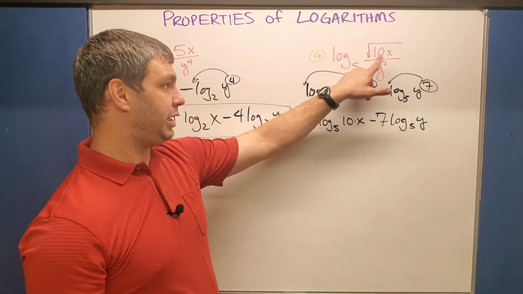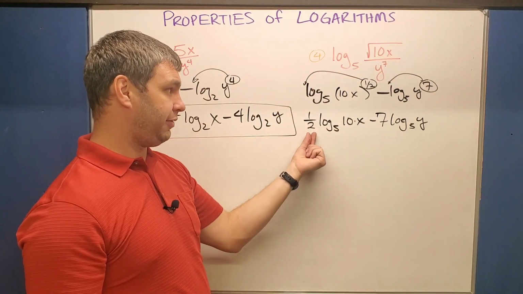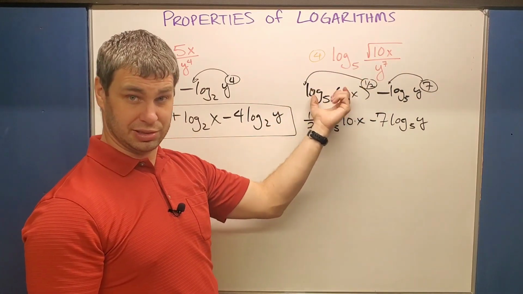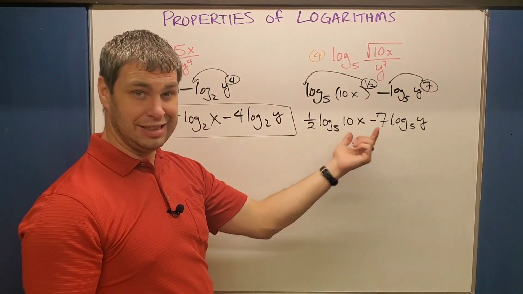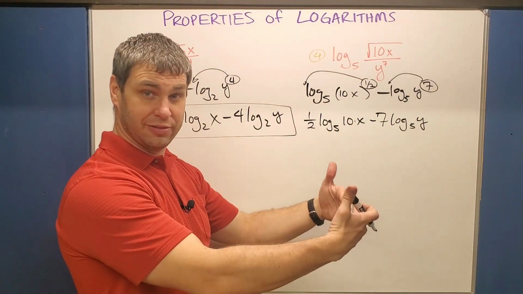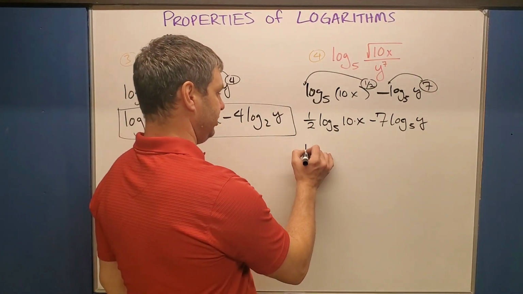Well, remember that was applied. This is the square root of 10x. And so this 1/2, because that's what the square root is, it's the power of 1/2, is going to be applied to both of those, the 10 and the x. So they'll both be 1/2 log base 5 of 10, 1/2 log base 5 of x. Okay, so I'm going to do that here.